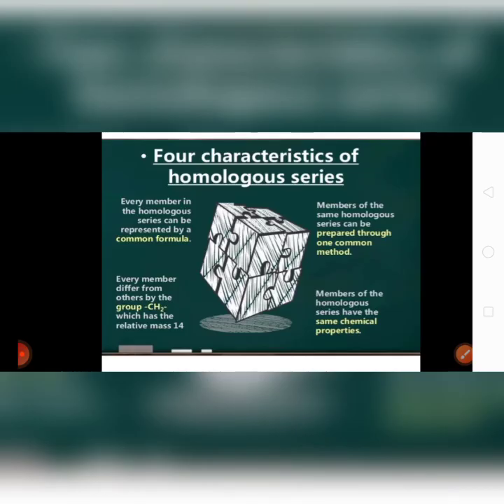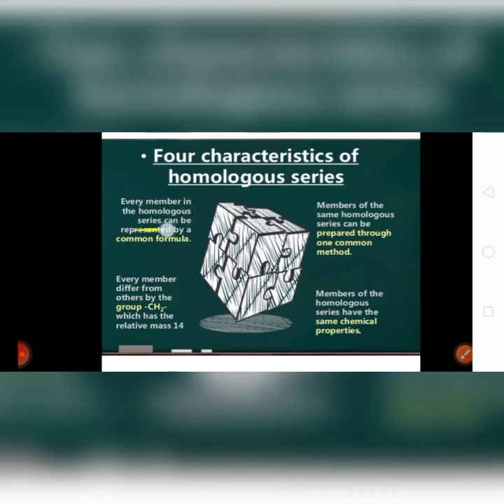Now let's discuss a few characteristics of the homologous series. The first point says every member in the homologous series can be represented by a common formula. As we have seen, the homologous series of alkanes has a general formula, the series of alkynes has its general formula, and the alcohol series has its particular general formula. So yes, every member of a homologous series is represented by a common, or general, formula.